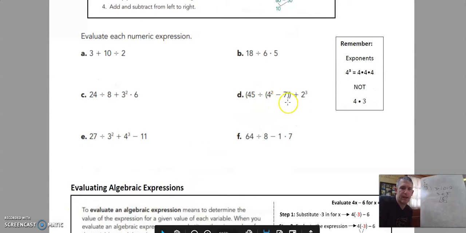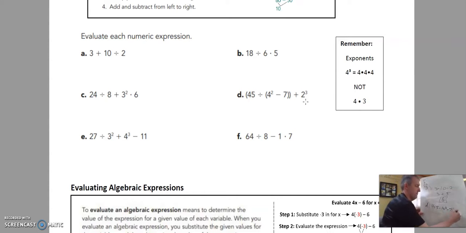All right, let's look at another one. Let's do D. That looks kind of tricky, just in case. Now, if you haven't done D yet, you might want to try it out. Hit the pause button, try it out, and then see if you're right. Or maybe you'll be right and I'll be wrong. Who knows? 45 divided by 4 squared minus 7. And that's all in another set of parentheses. So just like quotes, you can have quotes within quotes, parentheses within parentheses. I think I got it copied down right.